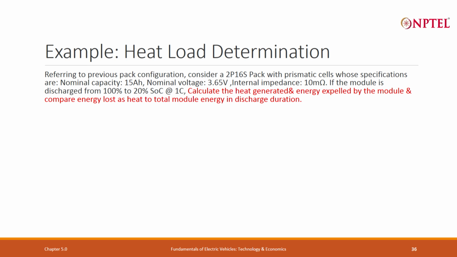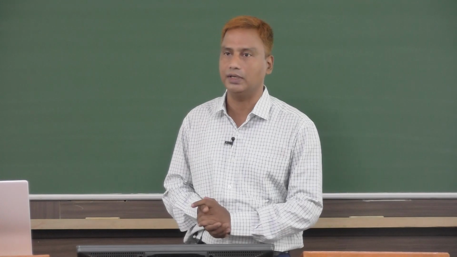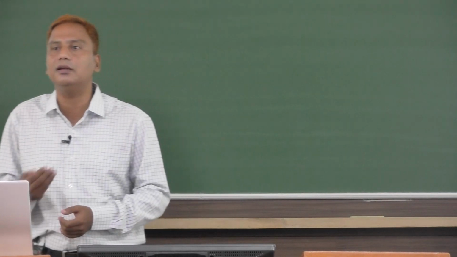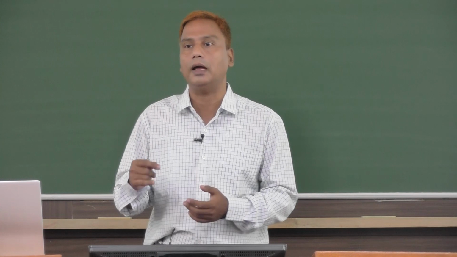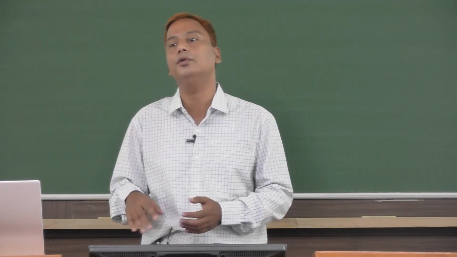So, what do we have to do? We have to calculate the heat generated and energy expelled by the module and compare energy lost as heat to total module energy. We are discharging, that means we are doing some useful work, like driving motors or something. But there is some energy getting lost as heat, which is not useful, but still gets generated because of the internal resistance. At the same time we also have to remove it, so we may end up consuming some extra energy for removing that.